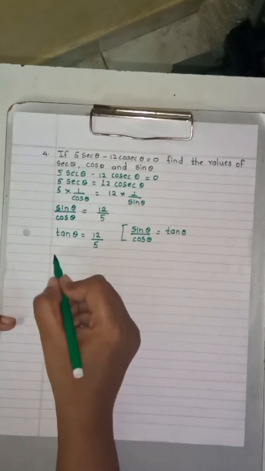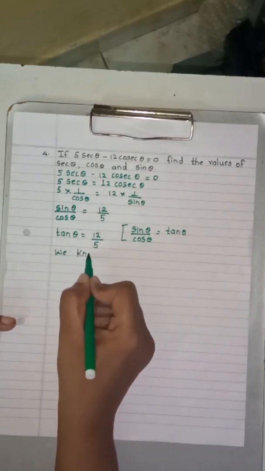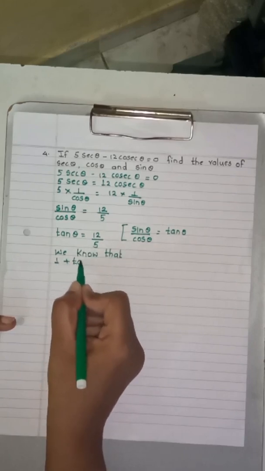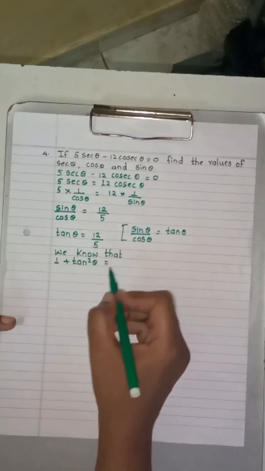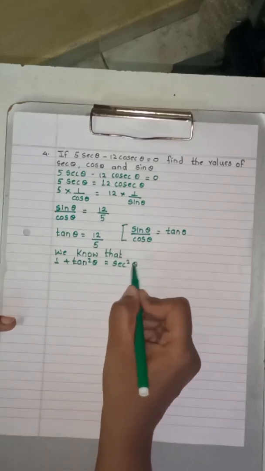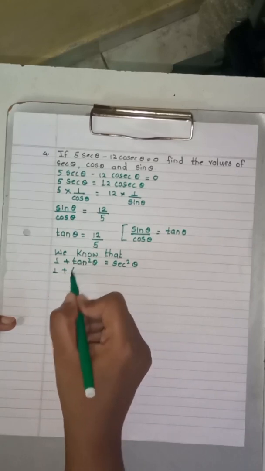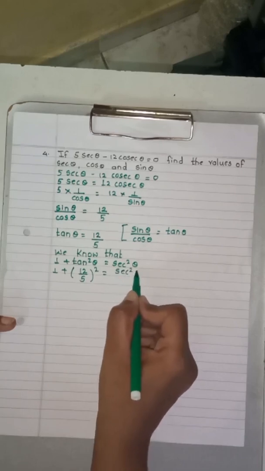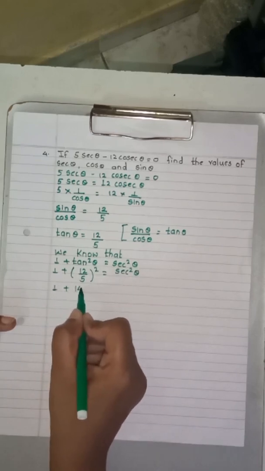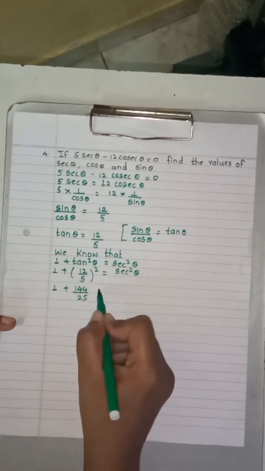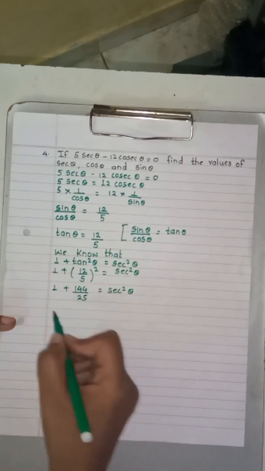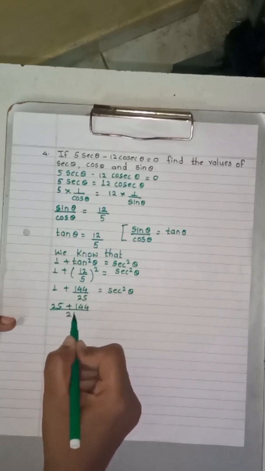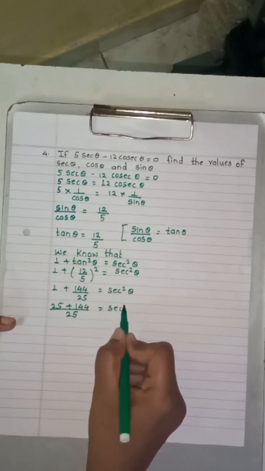Okay, now you also know that 1 plus tan square theta is equal to sec square theta. So it will be 1 plus tan, which is 12 upon 5, square, is equal to sec square theta. That will be 1 plus 144 upon 25 is equal to sec square theta. That is 25 plus 144 upon 25 is equal to sec square theta.